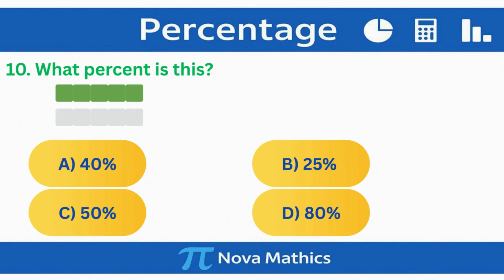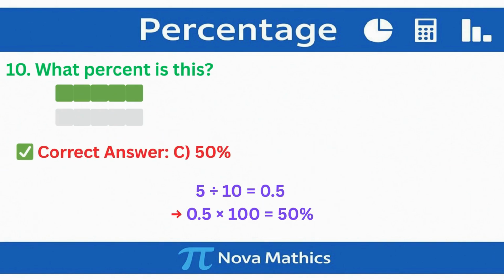10. What percent is this? Correct answer is 50%. 5 out of 10 is half. That's 50%.